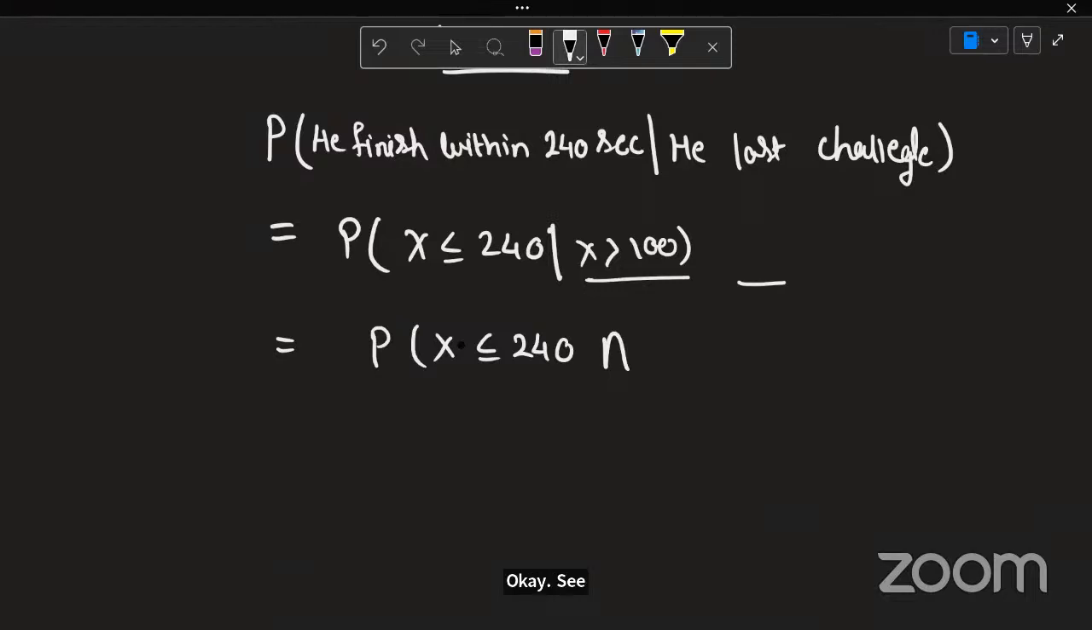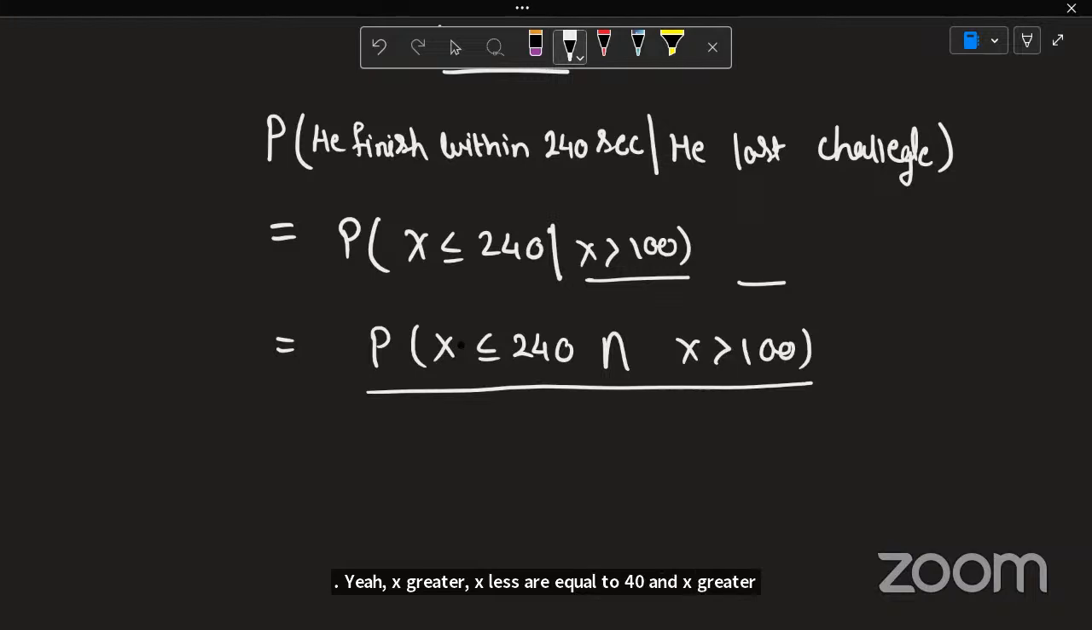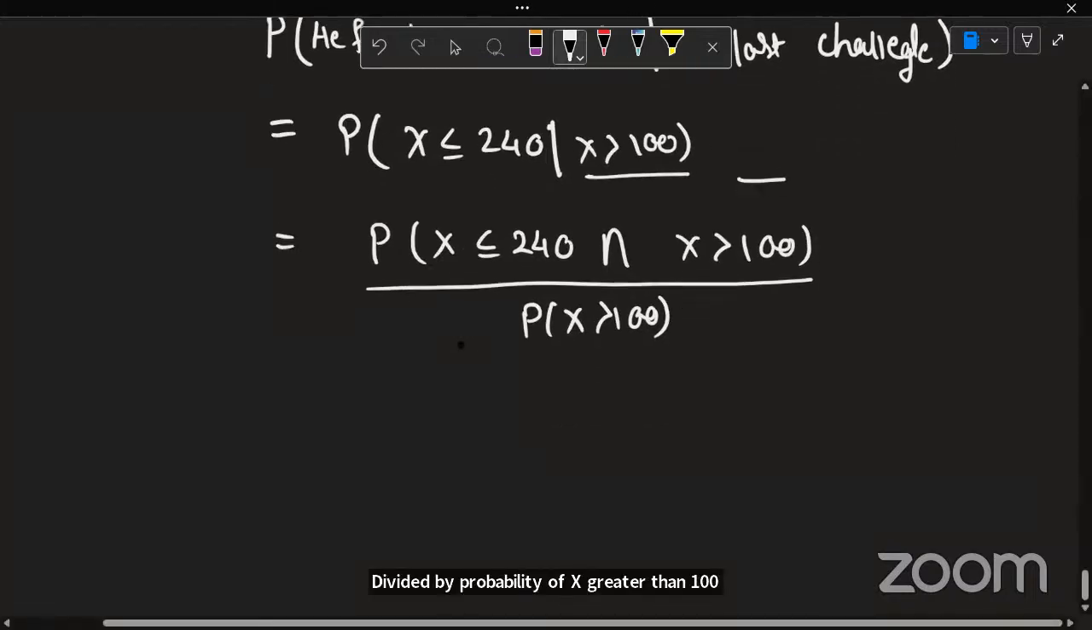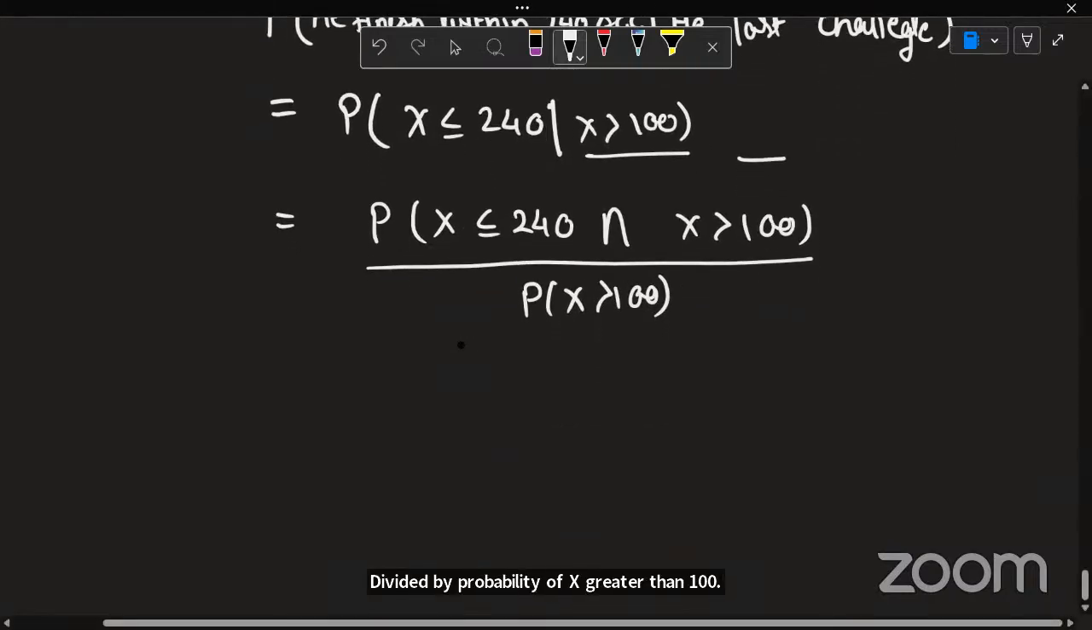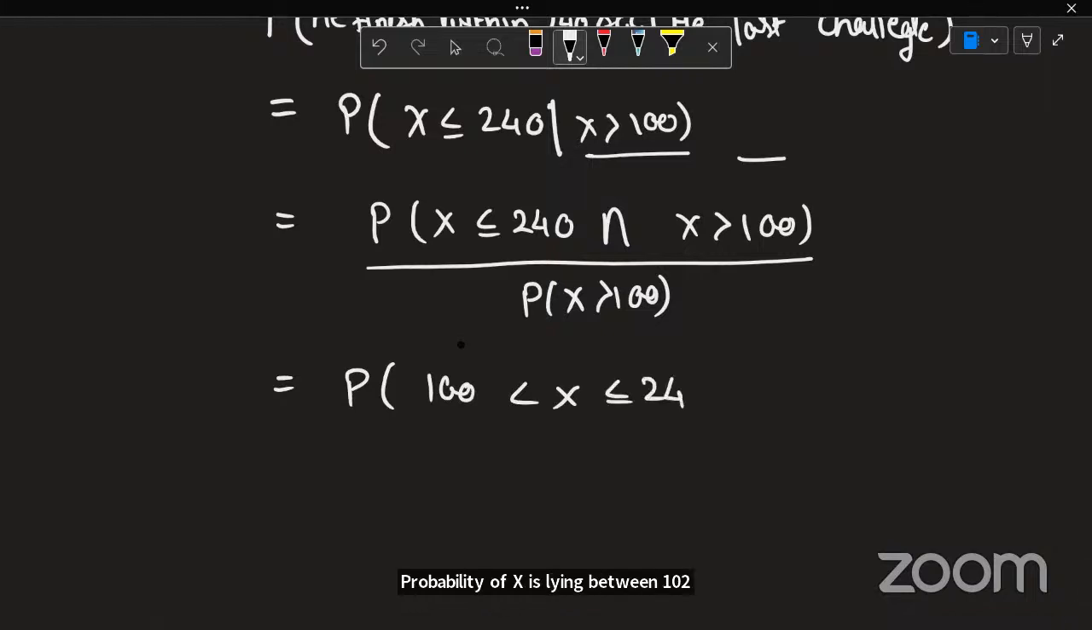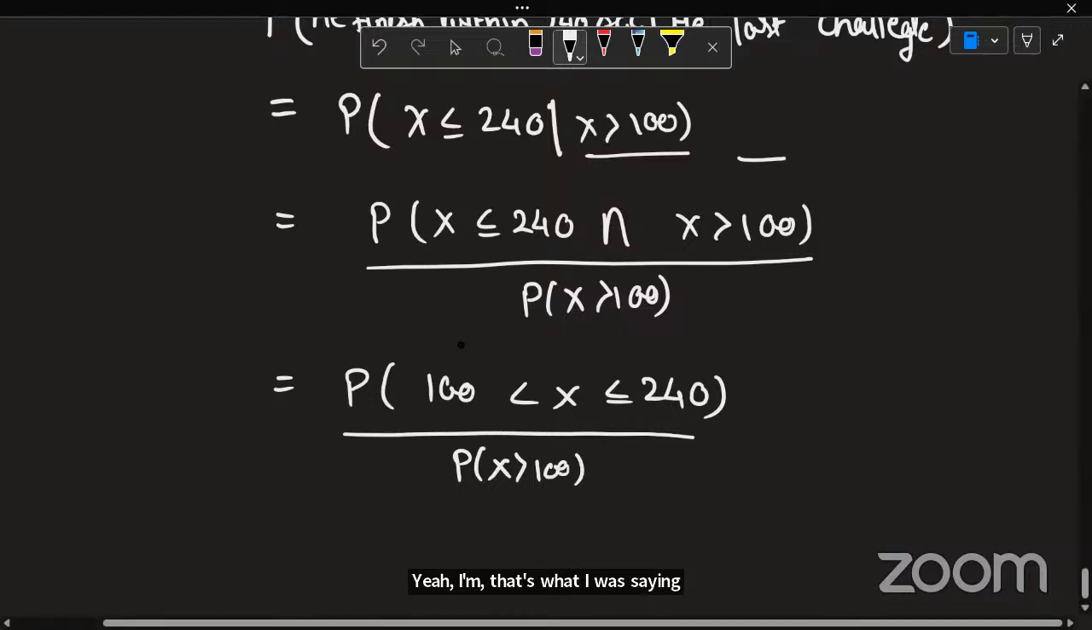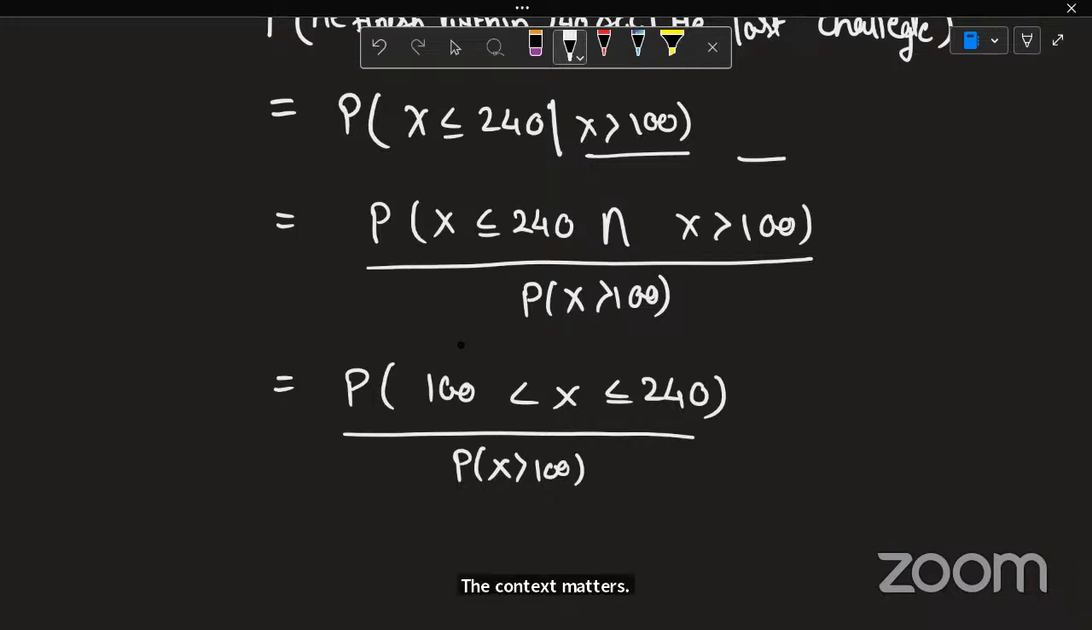So, x is less than or equal to 240 and x is greater than 100, divided by the probability of x greater than 100. So again, it is the probability of x lying between 100 and 240. If you directly take only this part, it will not give you the correct probability that they are asking. The context matters, right? The word 'given' has put the conditioning on that.